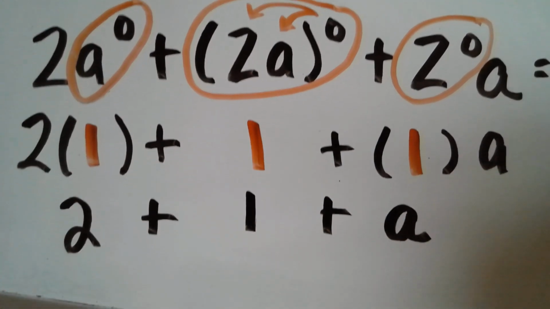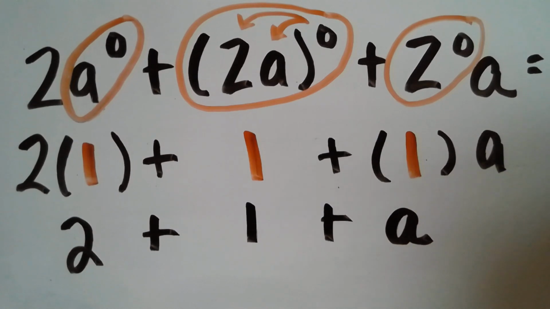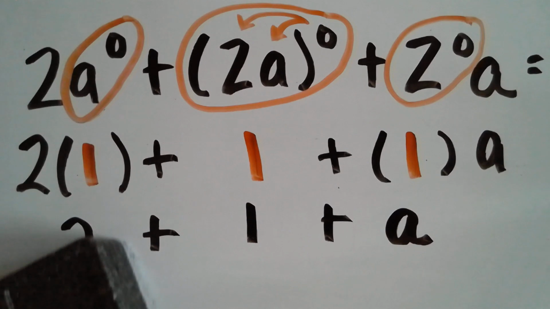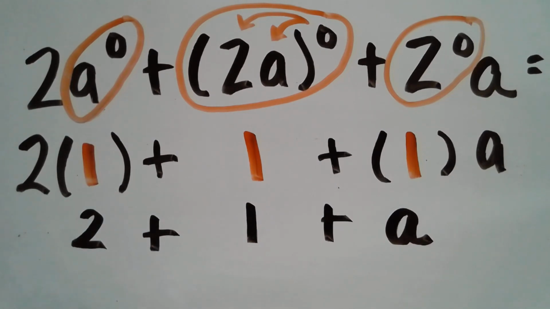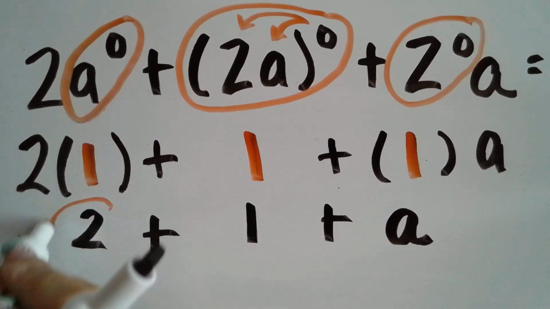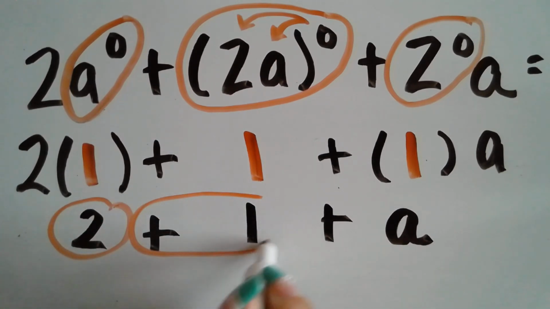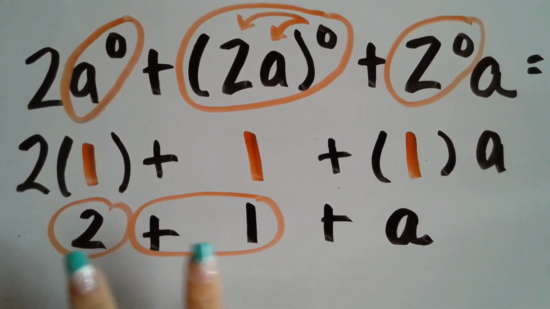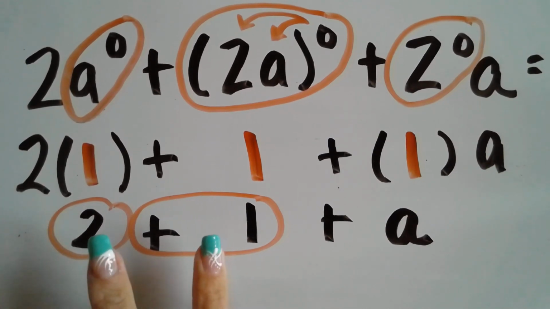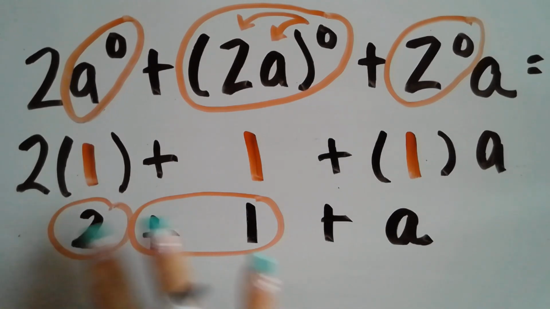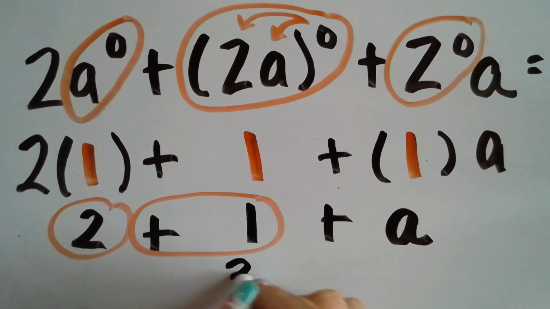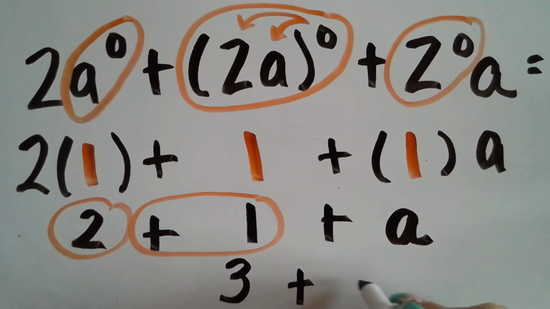Okay, now we're going to go ahead and combine our like terms. So I'm going to rewrite this too, make it look a little bit smaller. Okay, now we are going to combine our like terms, so we know 2 plus 1 go together because they're just plain numbers by themselves. They're not attached with a letter or a variable. We know they go together. So 2 plus 1 is 3 plus, and then a doesn't combine with anything, so 3 plus a.